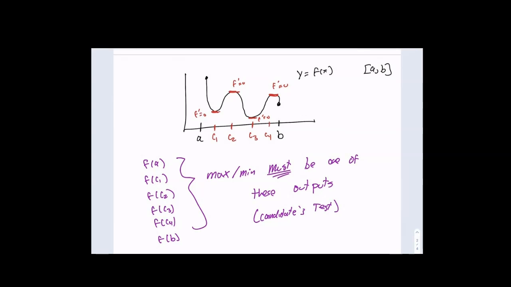Based on this graph, which one is the biggest value? A, f of A, f of C1, f of C2, f of C3, f of C4, or f of B? It's not a calculus question, this is an Algebra 1, pre-algebra type question. Which of those values is the biggest value? Looking at that graph, which one is going to be the biggest value?